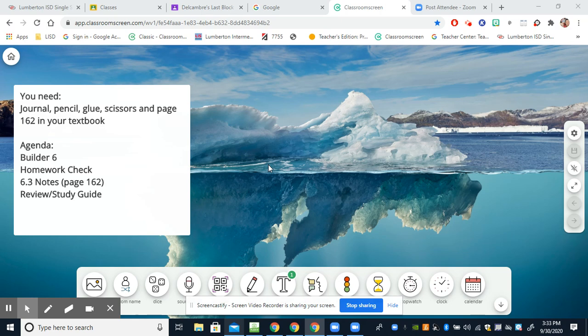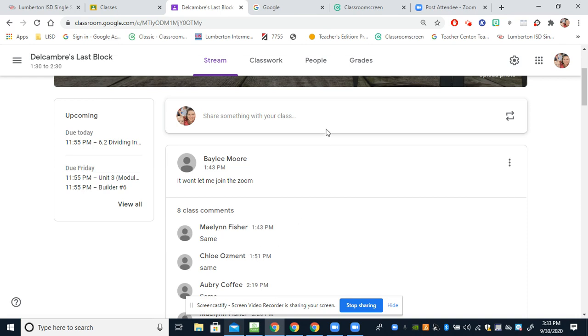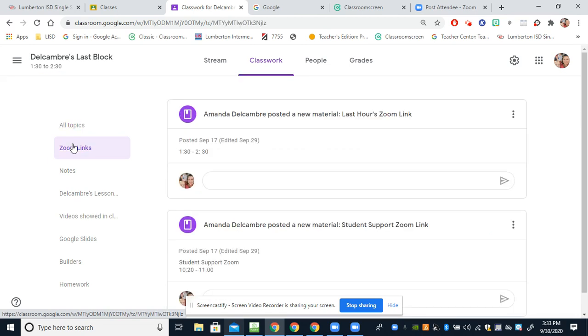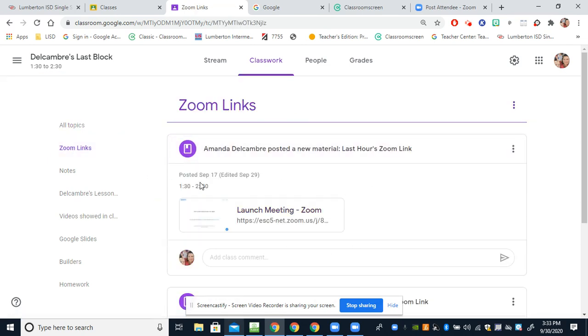I have updated our Zoom links because it only allows me to go a certain number of days on that Zoom link. So you need to go to classwork, under all of y'all's tabs, and go to Zoom links. Here, it has the new Zoom link. It's just the exact same post, just another web address that you click to go to.